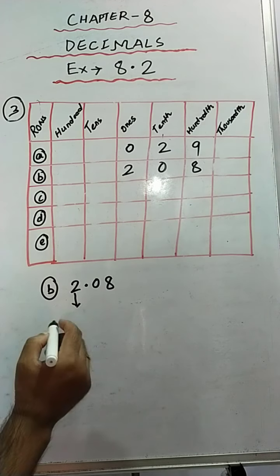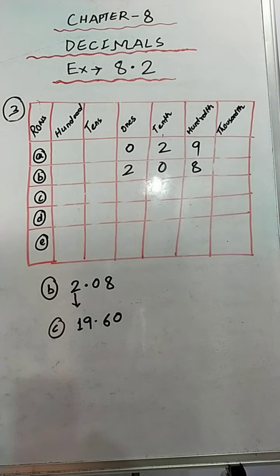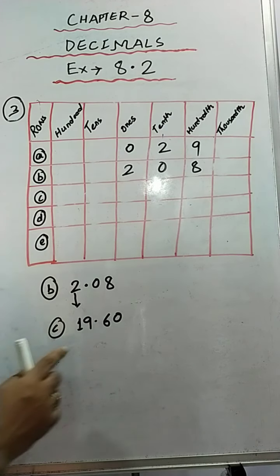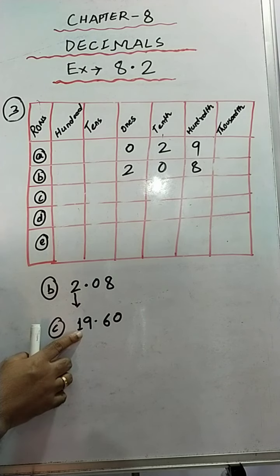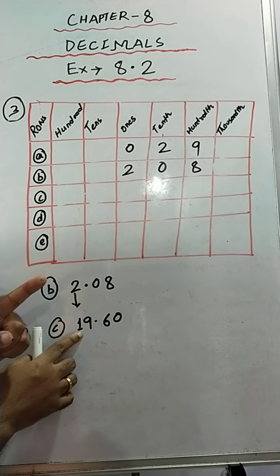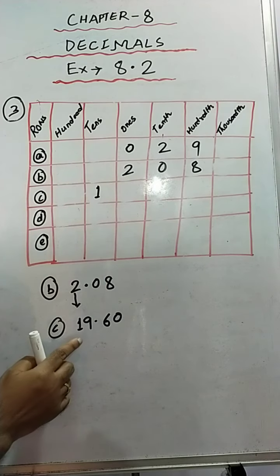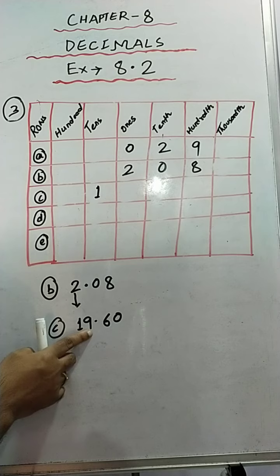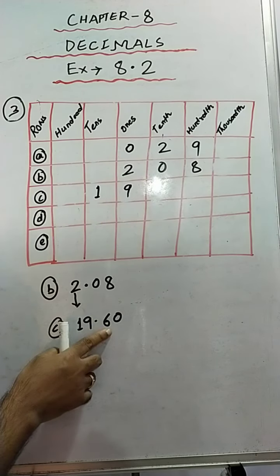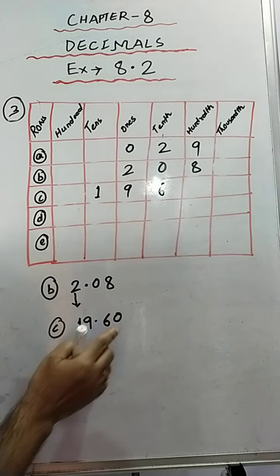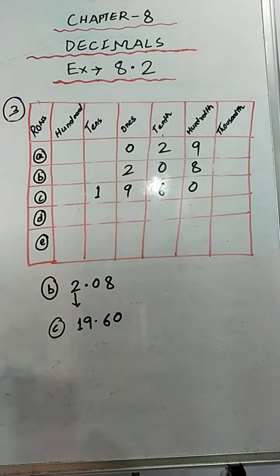Now what is sum number C? In sum number C we have 19.60. First of all we'll start from the extreme left. What is the place value of 1? Tens, isn't it? So we'll put 1 under the tens column. What is the place value of 9? Ones. So we'll put it under the ones column. Fine. What is the place value of 6? Tenth. What is the place value of 0? Hundredth. Okay. These are very, very easy, students.